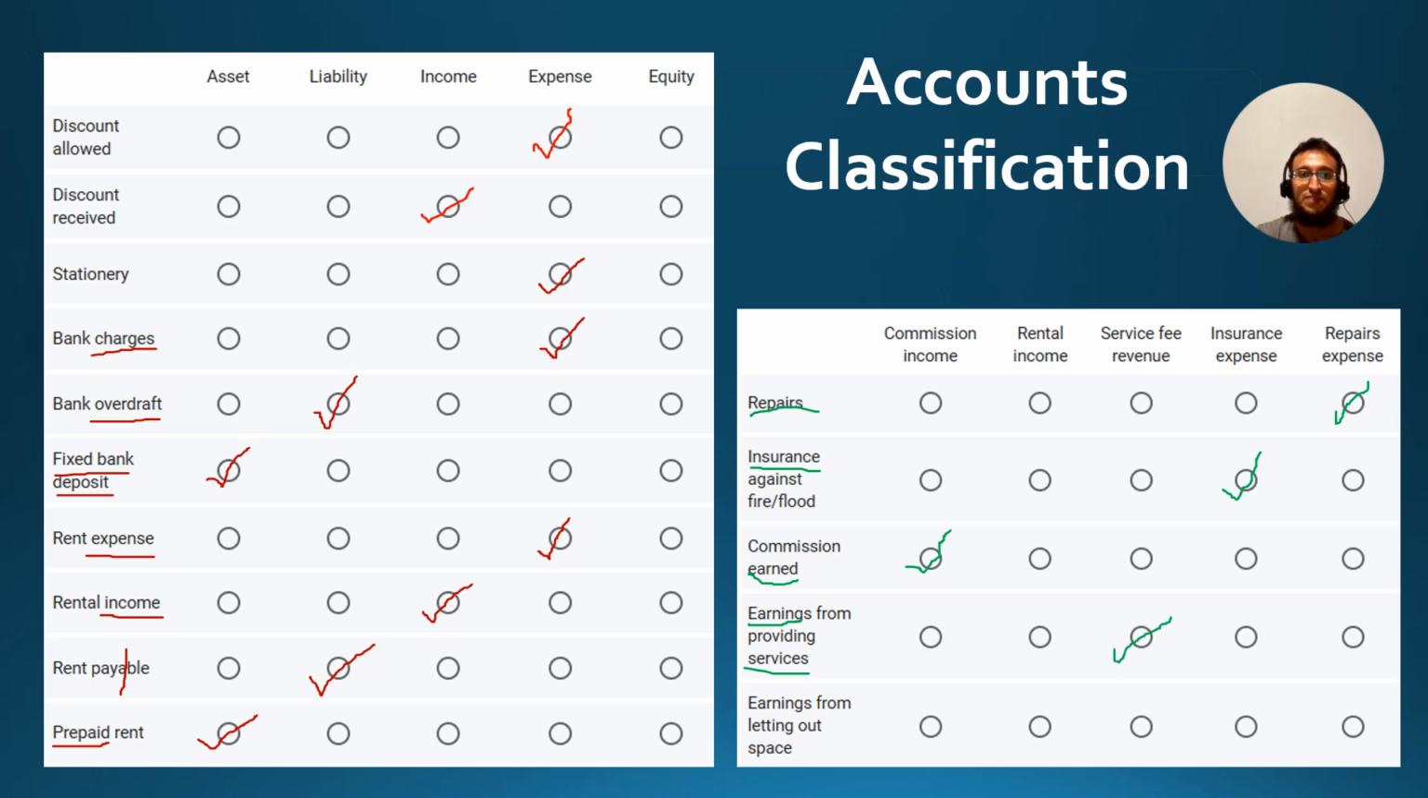Next up, earnings from letting out space. Earning from letting out space just means the business has extra space not needed and it decides to allow other people to use that space, and they would earn from renting out this space. Since this income is due to space or rent, we would record it in this account called rental income.